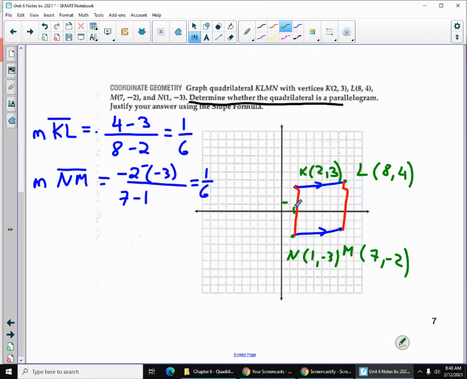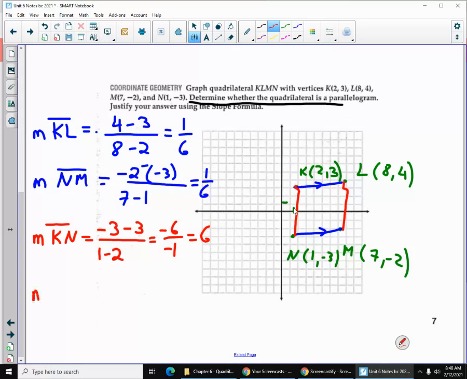So now let's find the slope. Oh, I want to use red. Let's find the slope of segment KN. The slope of segment KN is -3 minus 3, divided by 1 minus 2, which would be -6 over -1. So the slope is 6. Technically that means you go up 6, 1 to your right.